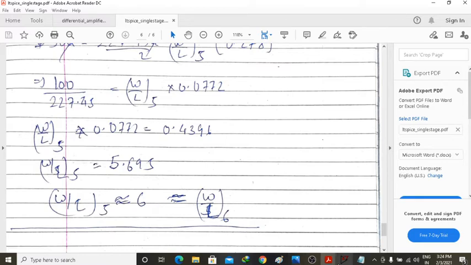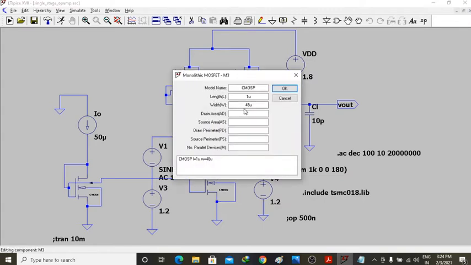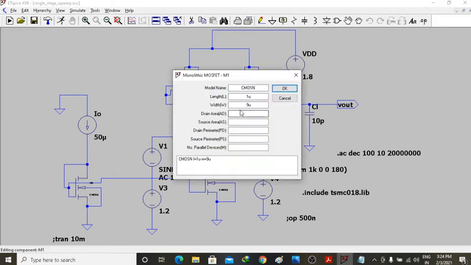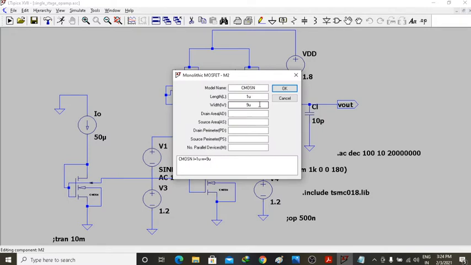Let me show you in the schematic. For M3 and M4 the value of W by L was, let me right click, you see 48. So I have taken width 48 and length as 1 micrometer. Similarly for M4 also 48, and for M1 and M2 it was 9, so I have taken 9 micrometer and 1 micrometer, and this also 9 and 1 micrometer.